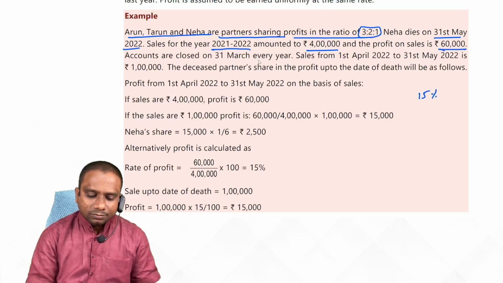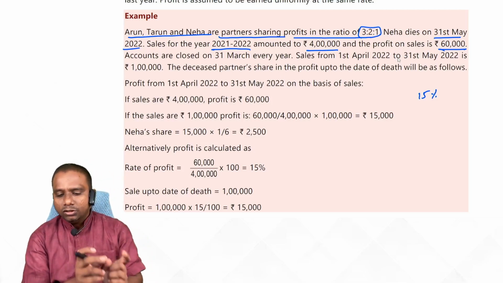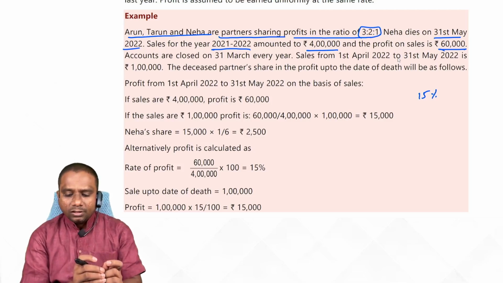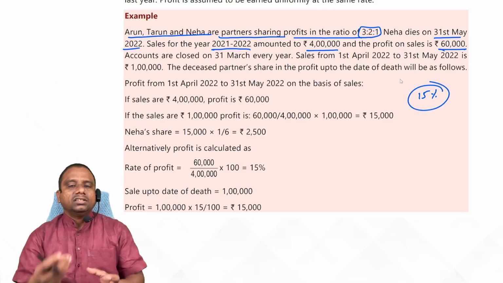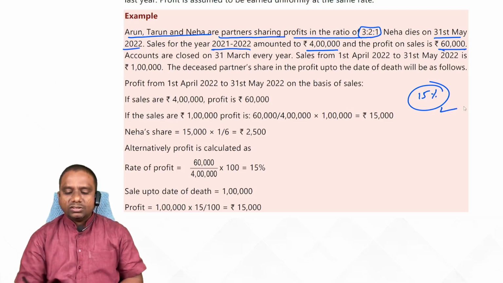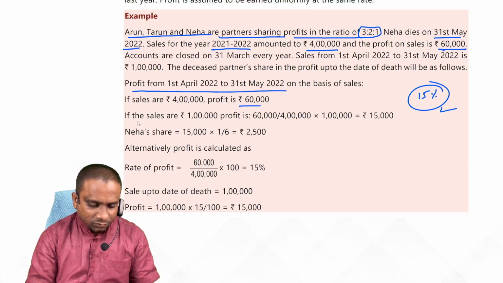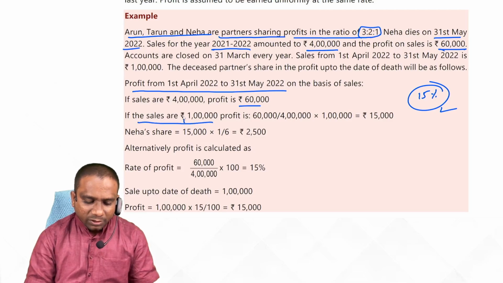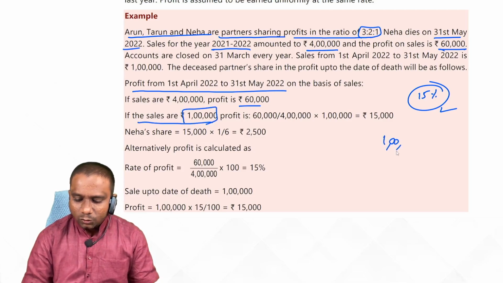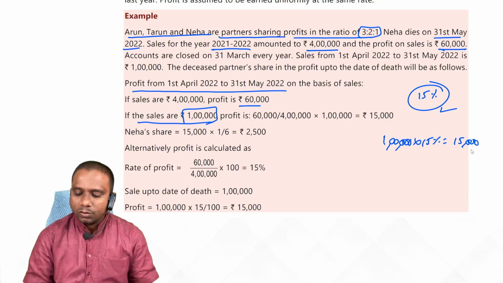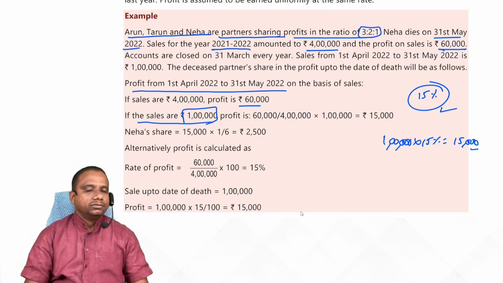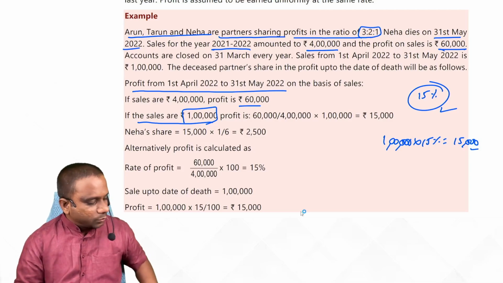Now we see, during the period of deceased partner, on that we take the turnover into 15%. Turnover into 15%. Get here. Okay, 60,000. If the sales are 1 lakh during the period, what is the sales? 1 lakh. So 1 lakh into 15%, 15,000 is our profit. Out of this, what is the share of deceased partner? You calculate. Cool, students. Yes, this is the adjustment.